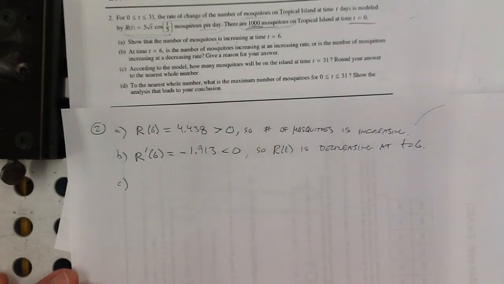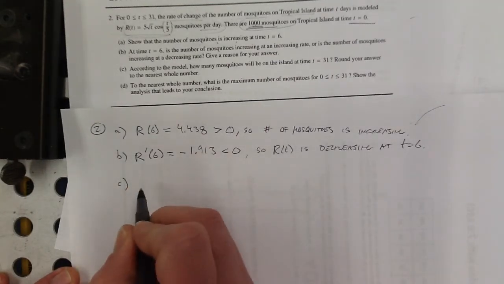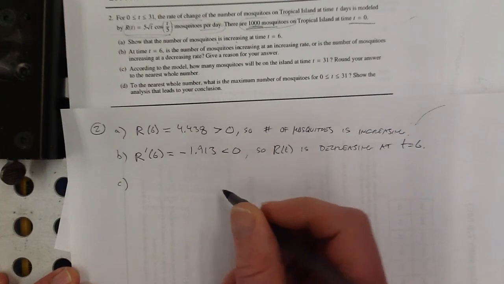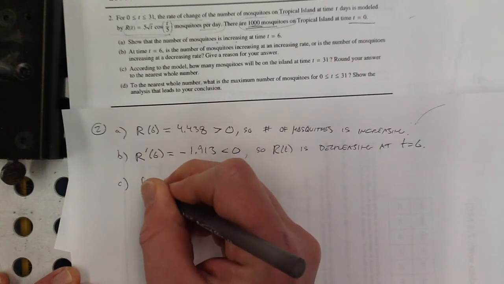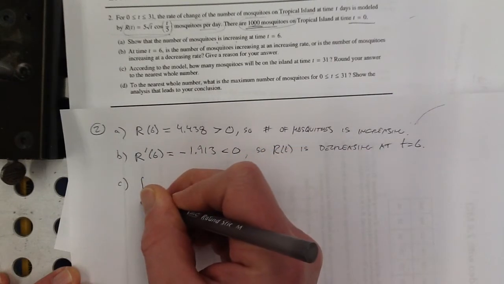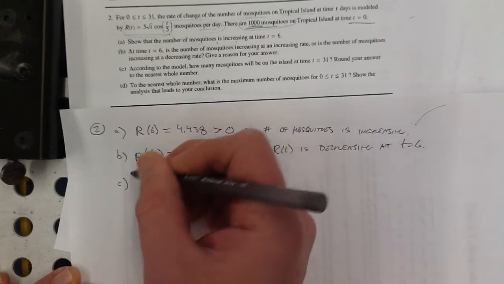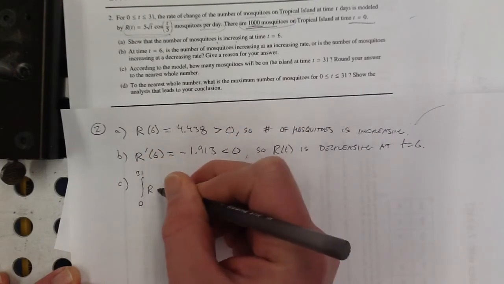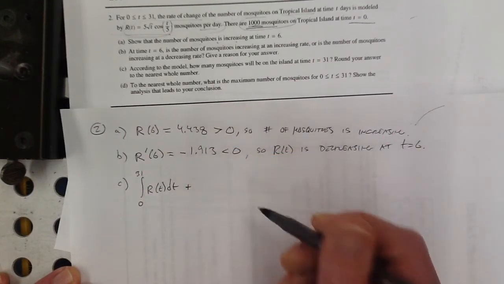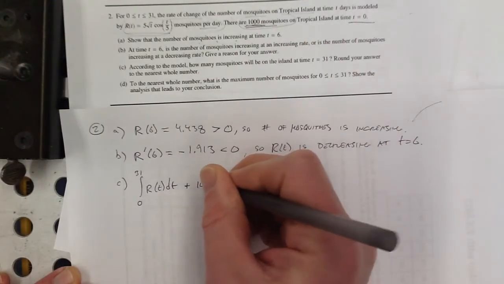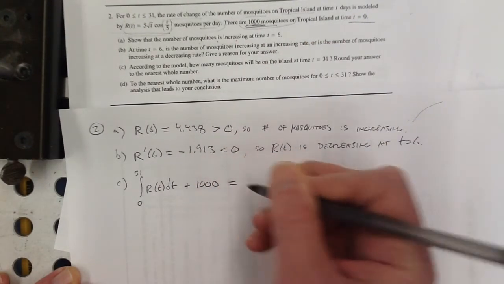Okay? According to the model, how many mosquitoes will be on the island at time 31? And then round your answer to the nearest whole number of mosquitoes. I guess I've seen parts of mosquitoes for sure, but we'll follow their directions. So the total number of mosquitoes is the integral from 0 to 31 of the rate, because the integral of a rate gives you the amount of stuff, but that's the change in the amount of stuff, and the amount of stuff, mosquitoes, started at 1,000.